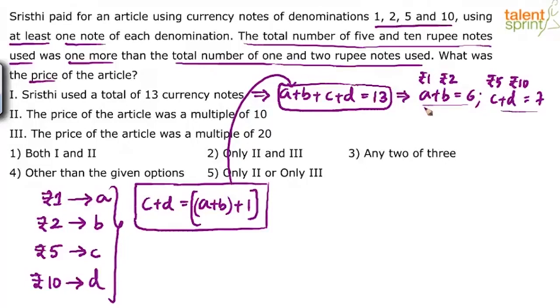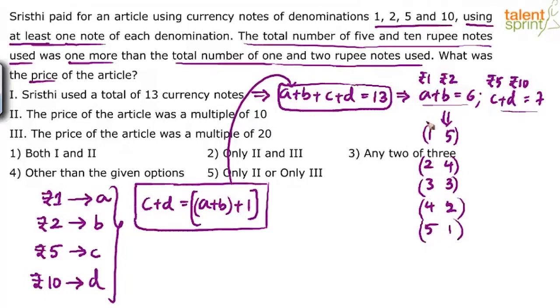How can you break up A and B? A plus B equal to 6 implies A can be 1 and B can be 5; A can be 2, B can be 4; A can be 3, B can be 3; 4 and 2; 5 and 1. It cannot be 0 and 6 or 6 and 0, because using at least 1 was given, right? So you cannot consider 0 and 6 as a solution. But 1 and 5, 2 and 4, 3 and 3, 4 and 2, and 5 and 1 are all solutions. Based on that, we'll get different sums.